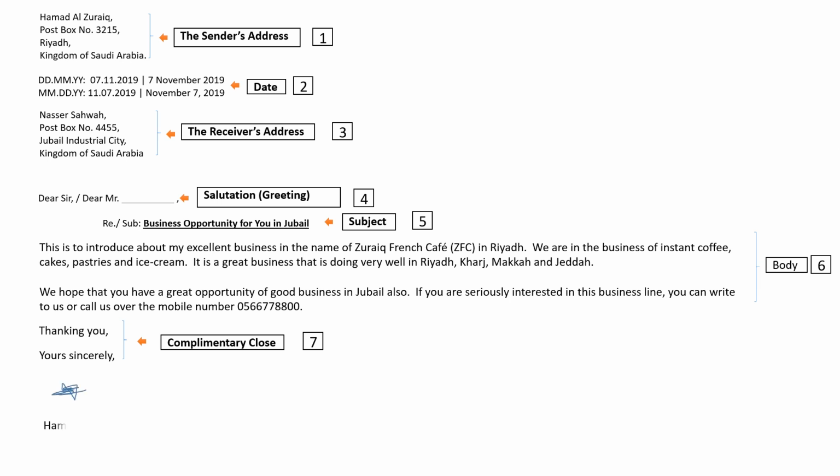After you have finished writing your complimentary close, you have to sign. And after your signature, you have to write your name and your designation, that is, the position or title in the organization, and the name of the organization. That's it. This is how you write a letter.